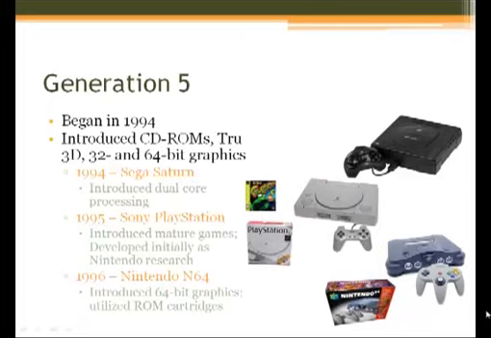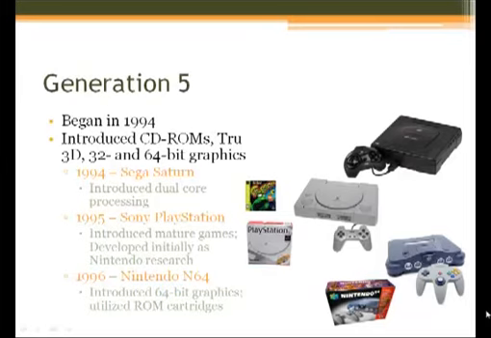Moving to Generation 5, around 1994, we start to see CD-ROMs being used in our video game consoles. We also see true 3D, and we see a combination of 32 and 64-bit graphics. In 1994, Sega released the Sega Saturn, and this introduced dual-core processing. In 1995, Sony released its first Sony Playstation, which introduced mature game content to the game industry.